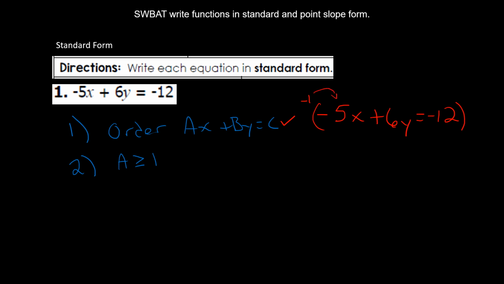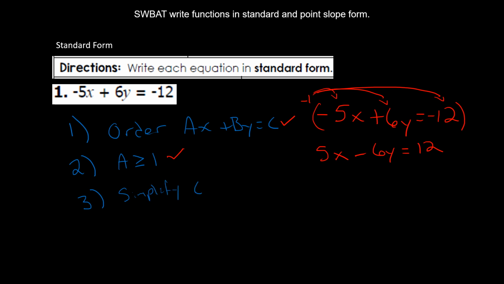So when we distribute this, it will be changing the sign of every term in this equation. So negative 1 times negative 5x is 5x. Negative 1 times 6y is negative 6y. And that's going to equal negative 1 times negative 12, which is positive 12. So now, does this satisfy A being greater than or equal to 1? Yeah, it does.